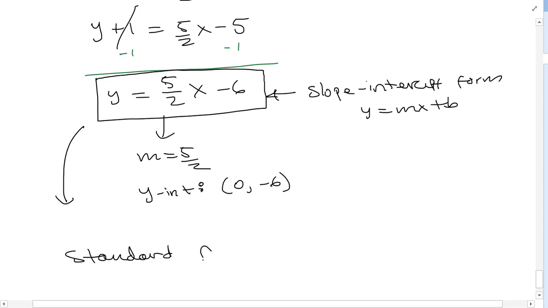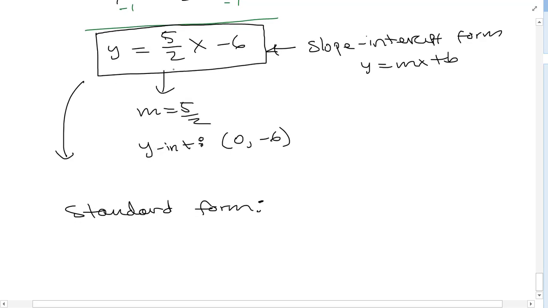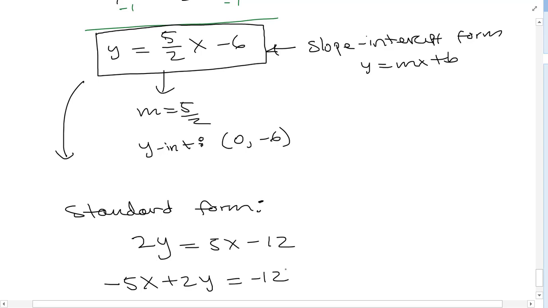In standard form, we need to get rid of the fraction and make sure that the x and y are on the same side. So getting rid of the fraction, I'm going to try to do it somewhat quickly here without showing many steps. If you want to see how I did it, just send me an email and we can go over it. So multiply both sides by 2. I'm going to have 2y equals 5x minus 12. And then bring the x over to the other side. So -5x plus 2y equals -12.